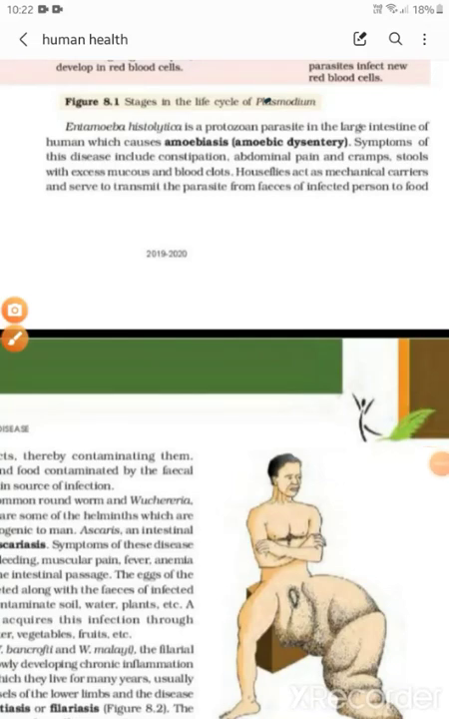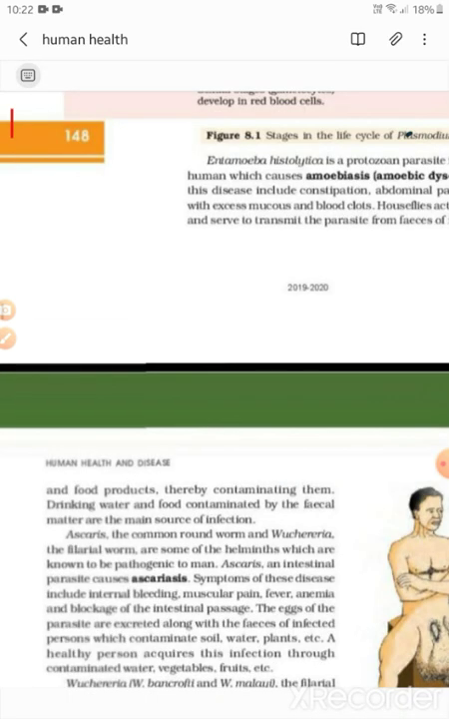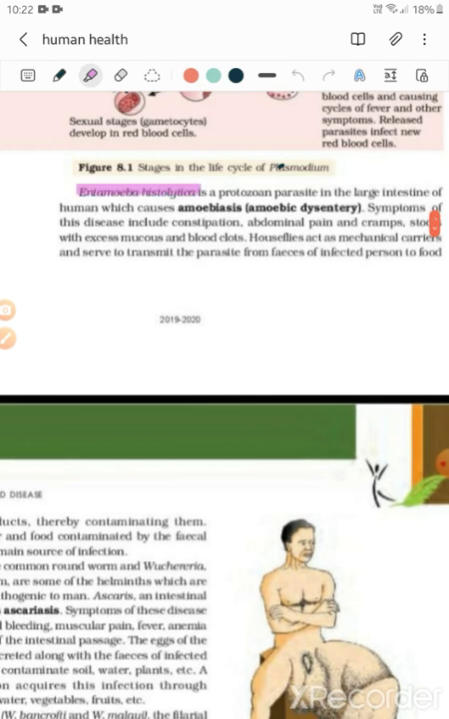So hey everyone, let's get started with Entamoeba histolytica. Entamoeba histolytica is a protozoan parasite in the large intestine, and it causes amoebiasis, which is amoebic dysentery. Now, a very important point to be noted: Salmonella typhi, which causes typhoid, enters through the small intestine, whereas Entamoeba histolytica enters through the large intestine. Hope you understand how we should differentiate it.